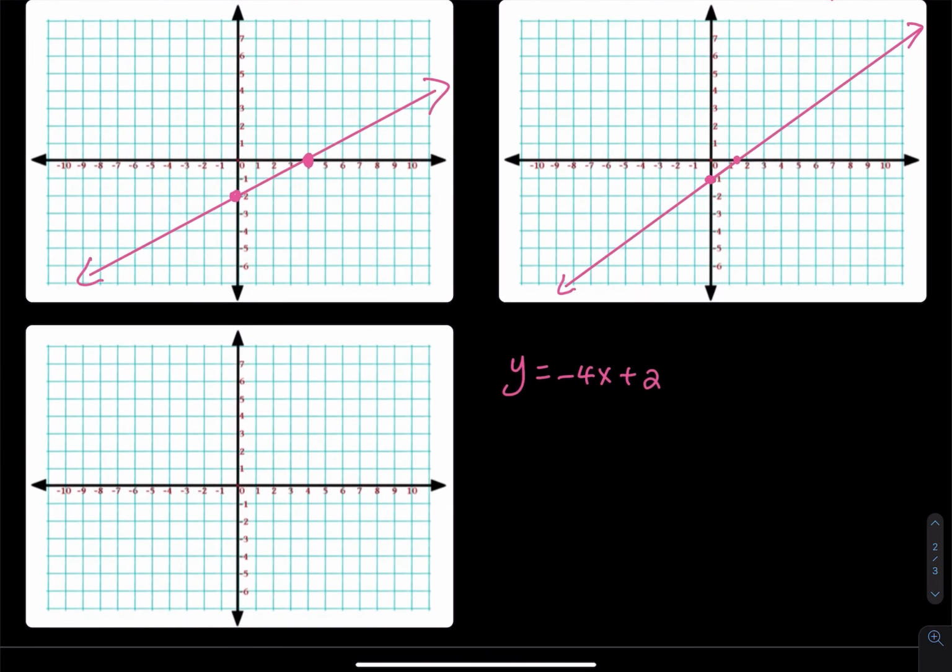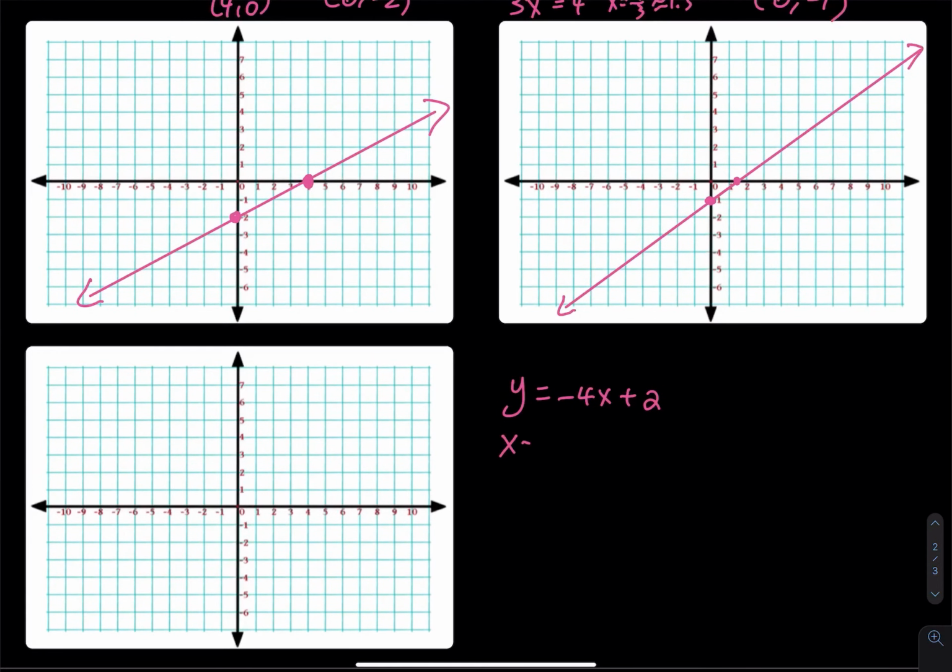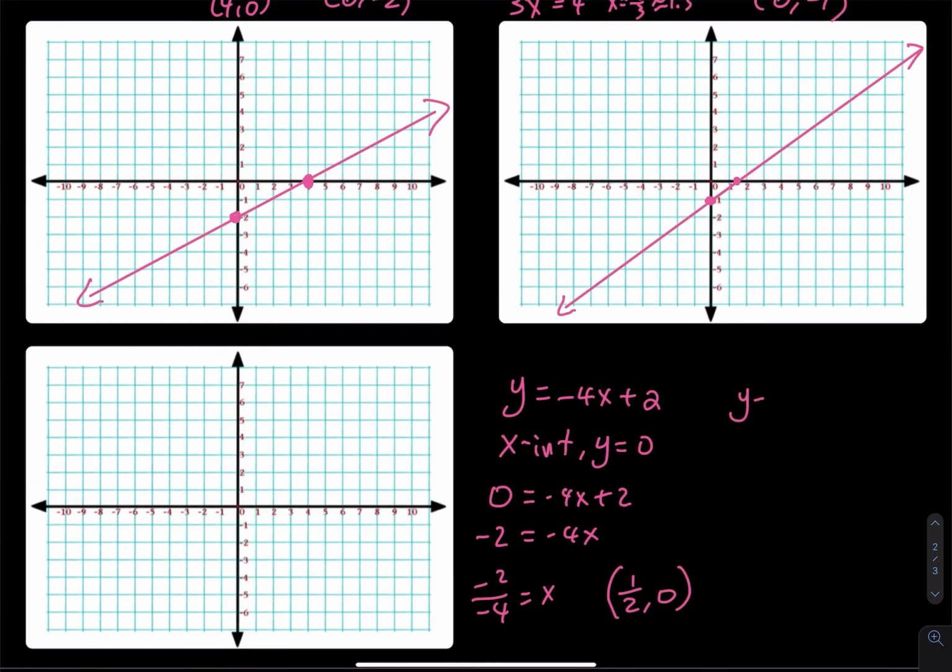Okay, so last one. For the x-intercept, you let y equal 0: 0 equals negative 4x plus 2. Solve for x: subtract 2 on both sides, and then divide both sides by negative 4. So negative 2 divided by negative 4 equals x, so x equals 1/2. And on the other side, for the y-intercept, we have x equals 0, y equals negative 4 times 0 plus 2, so y equals 2. So the y-intercept is (0, 2).